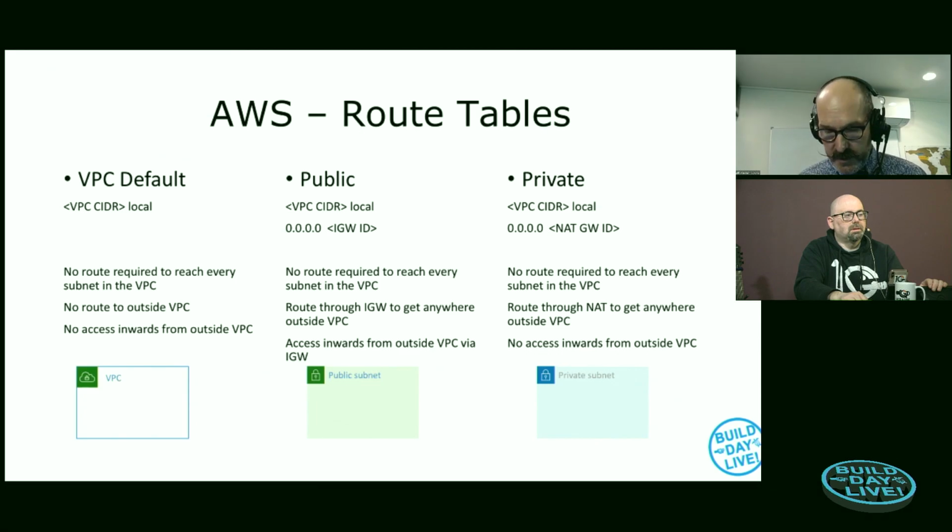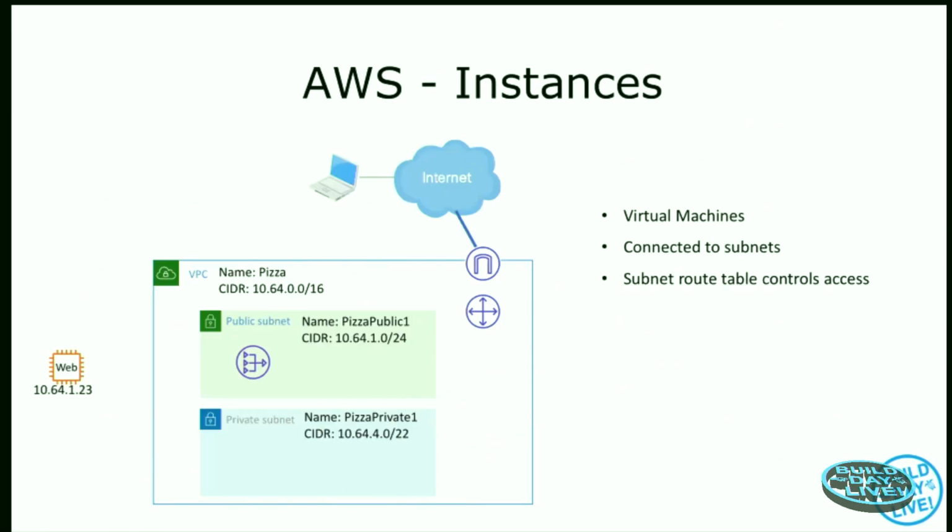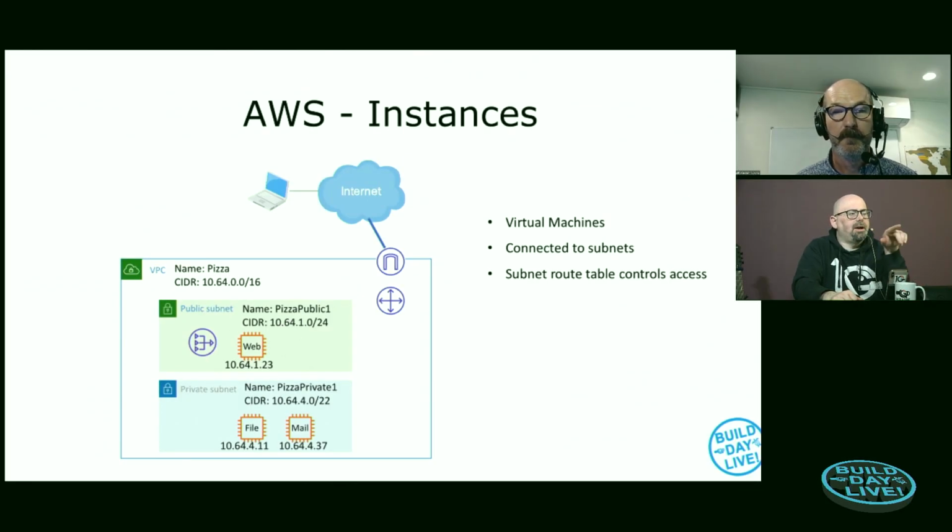Once we've built up this networking, then we start deploying some instances, some servers into it. So we might have a web server that sits in our public subnet that's accessible from the internet. We might have a bunch of back-end servers, the file and mail servers that were in my on-premises example. They live inside the private subnet. The web server is the only thing that is exposed to the internet because it lives in a public subnet, while the file and mail servers sit on the private subnet and they're not directly accessible from the internet. If you had an internal web and an external web, internal would sit on the private one.